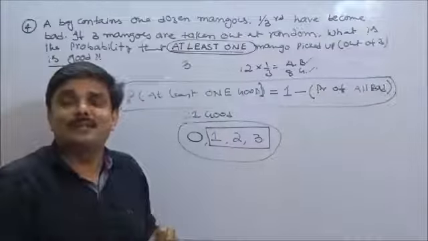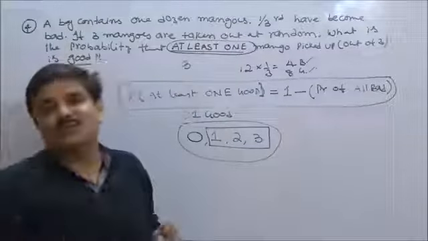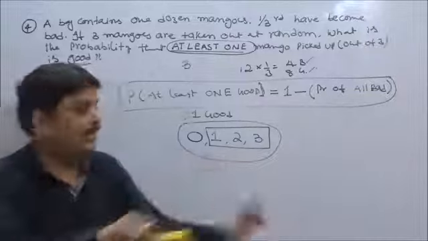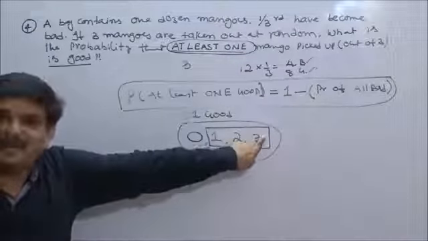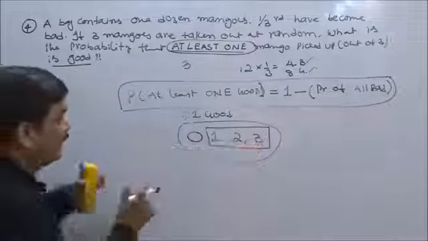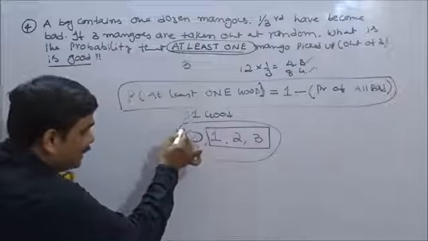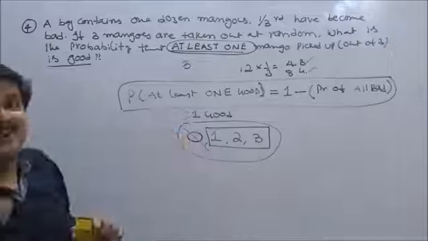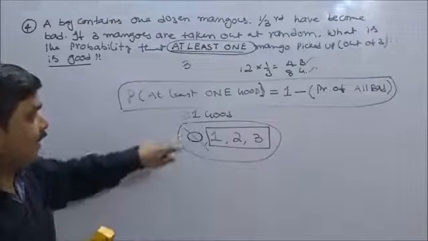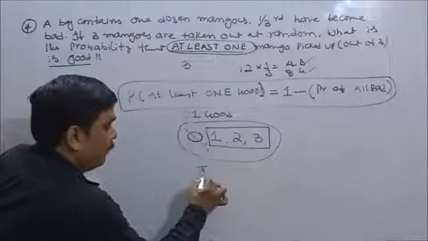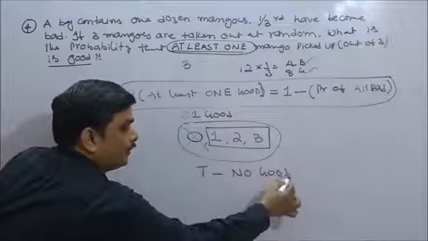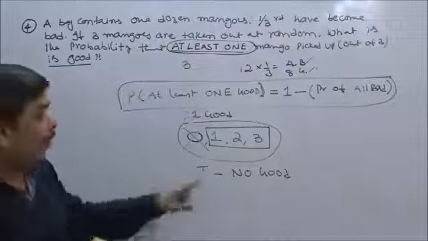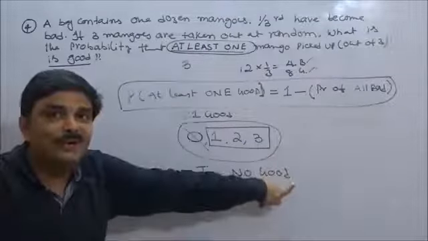Now, I need not all, I need at least 1 should be good. At least 1 means 1 or more than 1 should be good. 1 or more than 1 is good means 1 can be good, or 2 can be, or 3 can be. Yes or no? For that reason, I need to eliminate this 0. What is this 0? 0 good means total minus no good.